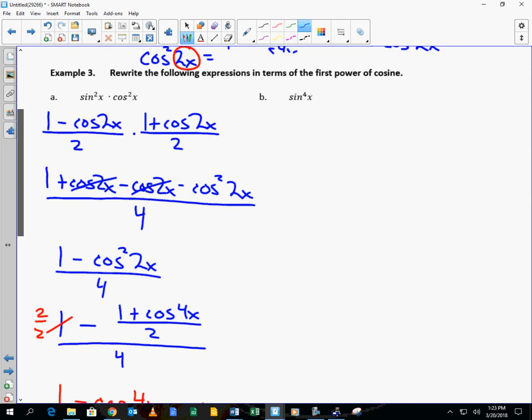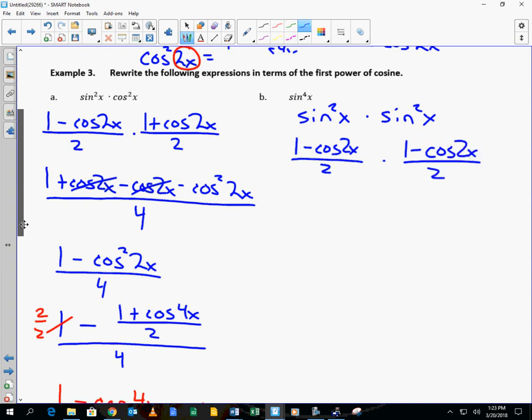All right, let's do serious stuff. Sine squared of x times sine squared of x. Yep, I just separated the stuff that I know. So we're going to go 1 minus cosine of 2x over 2 times 1 minus cosine of 2x over 2. Are these conjugates? No, so the middle doesn't go away. So we multiply them out.